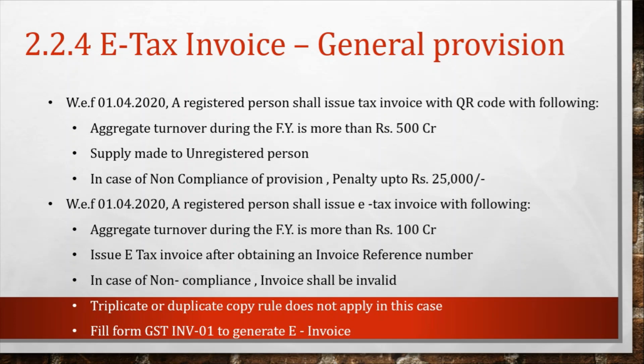Second, with effect from 1st of April 2020, a registered person shall issue an e-tax invoice if its aggregate turnover during the financial year is more than 100 crore rupees. It issues the tax invoice after generating the invoice reference number, which would be obtained from the e-invoice portal. Third, in case of non-compliance, the invoice shall be considered an invalid invoice. The duplicate copies rule does not apply in this case. To generate the e-tax invoice, first of all, GST INV-01 form is mandatory. So this is the third part of general provisions.